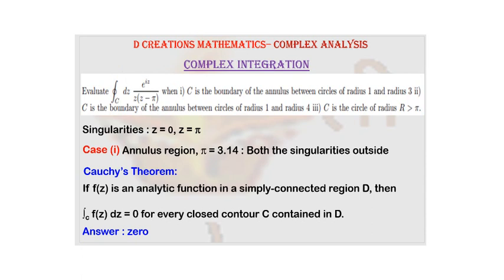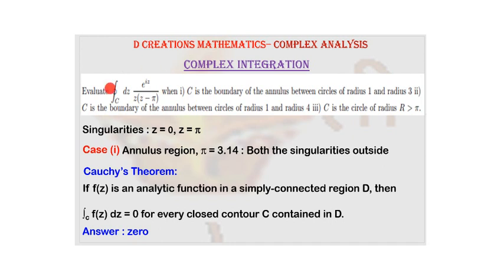Case 1 is that C is the boundary of the annulus between circles of radius 1 and 3. In the second case, C is the boundary of the annulus between the circles of radius 1 and 4. And in the third case, C is the circle of radius capital R which is greater than pi.